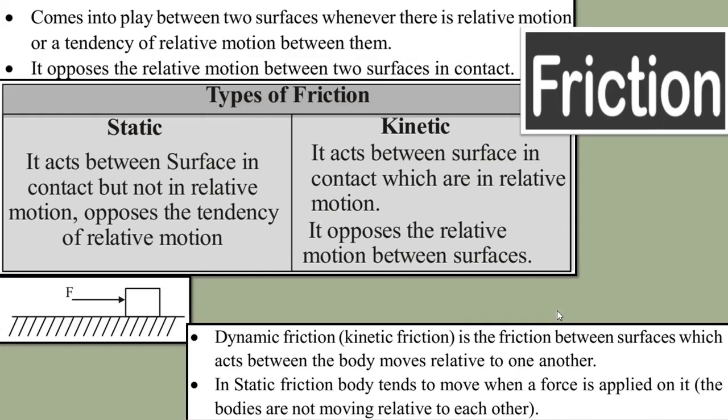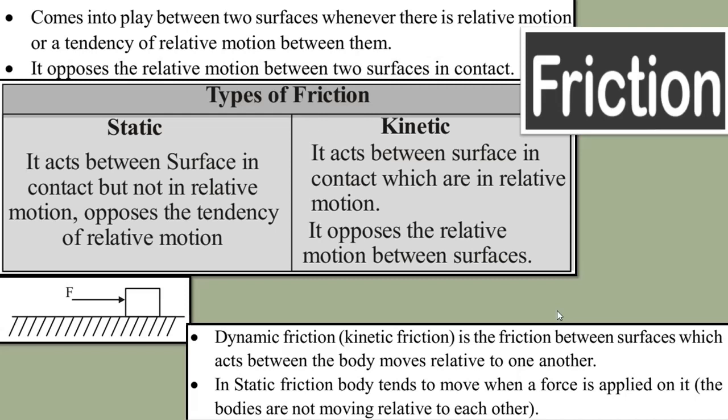Then friction. It comes into play between two surfaces whenever there is relative motion or a tendency of relative motion between them. It opposes the relative motion between two surfaces in contact. There are two types of friction: static friction and kinetic friction. Static friction acts between surfaces in contact but not in relative motion, and opposes the tendency of relative motion. Kinetic friction acts between surfaces in contact which are in relative motion, and it opposes the relative motion between the surfaces.